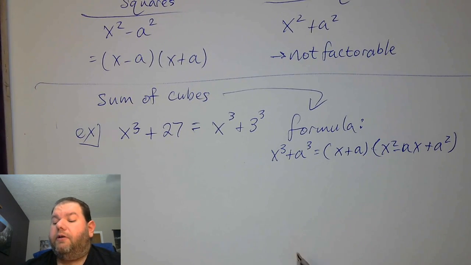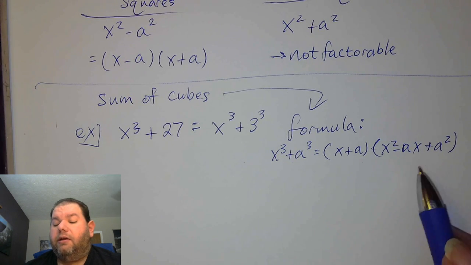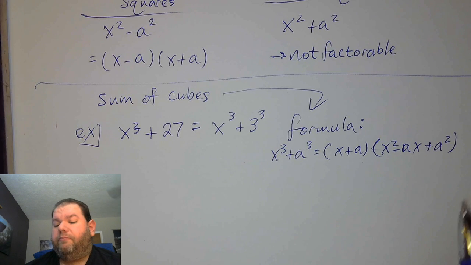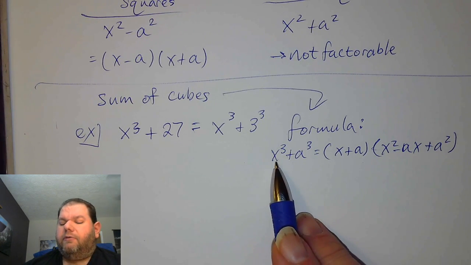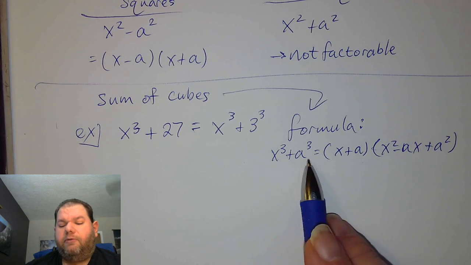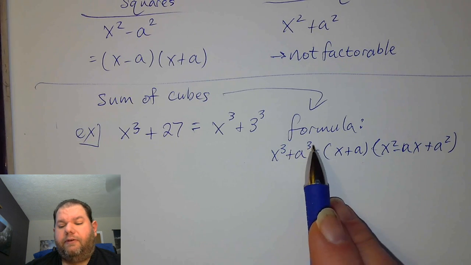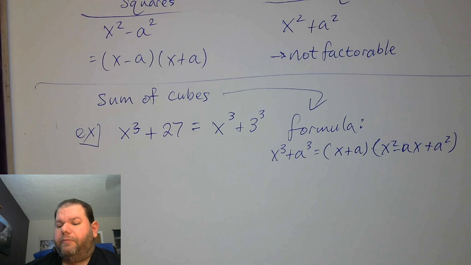Now our formula, if we have x cubed plus a cubed, is x plus a times x squared minus ax plus a squared. Now the reason this works, or the way I like to demonstrate this, is that since we have x cubed plus a cubed, our binomial is just the same terms, x plus a, leaving off the threes, the cubes. So this is just x plus a.